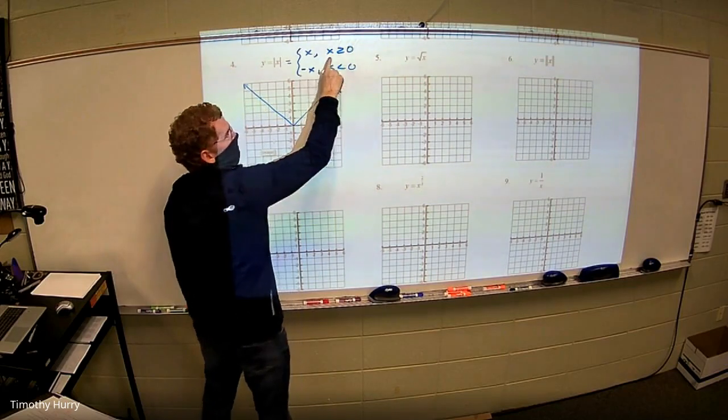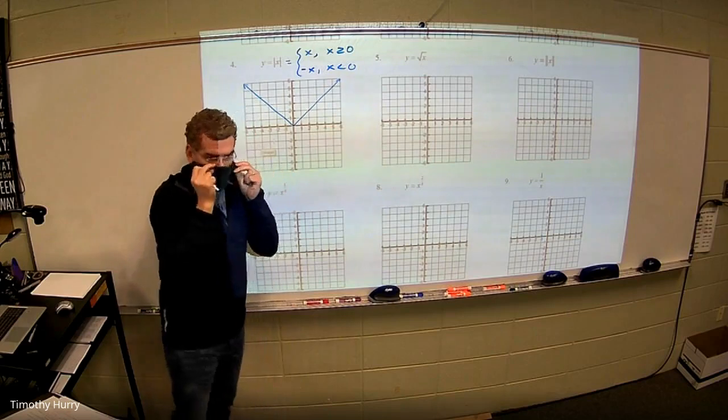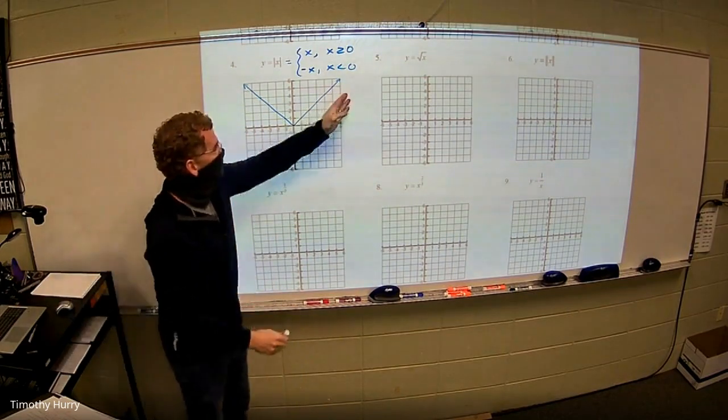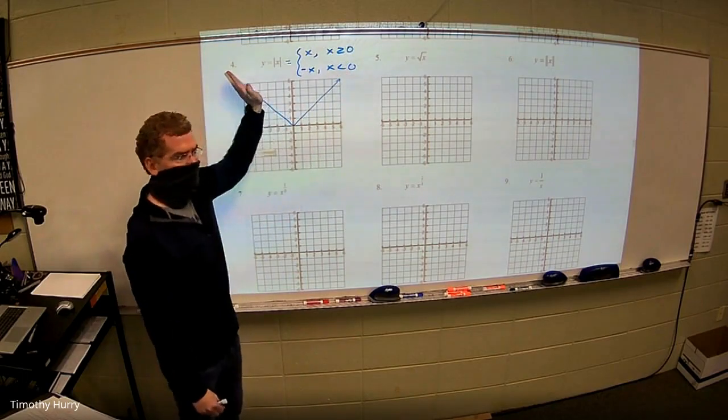It's going to be x when x is positive. It's going to be -x when x is negative. And technically, you could put the 0 on either one. But anyway, that's what the graph looks like. So just make sure, again, that you're following the slope of 1 there, slope of -1 there.